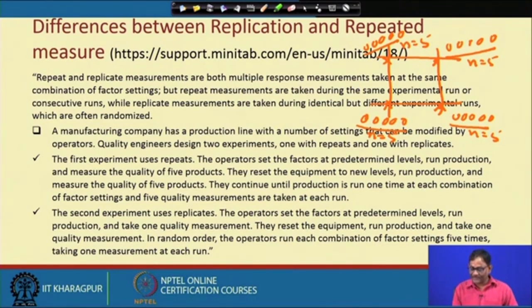What is the replication? The operator sets the factors at predetermined levels, runs production and takes one quality measurement. They reset the equipment, run production and take another quality measurement. In random order, the operators run each combination of the factor settings 5 times, taking one measurement each time. What I explained is this, and I have taken this example from the Minitab support.